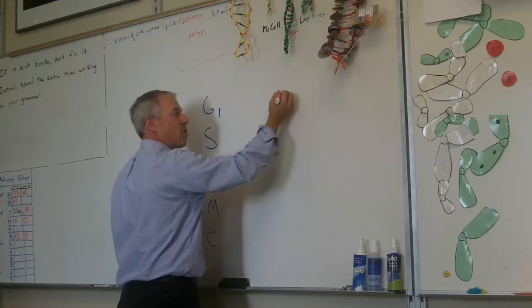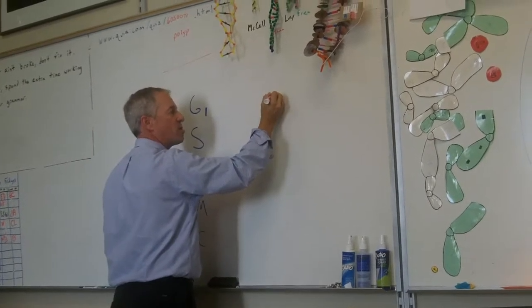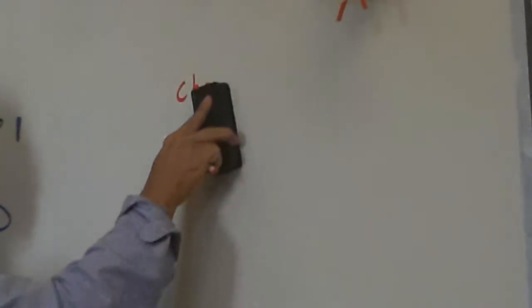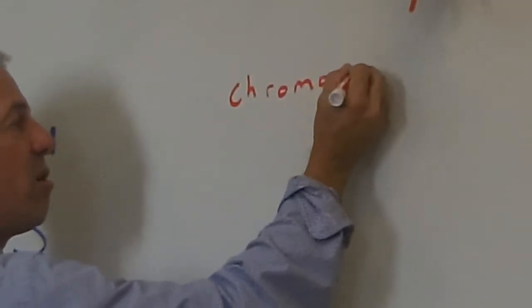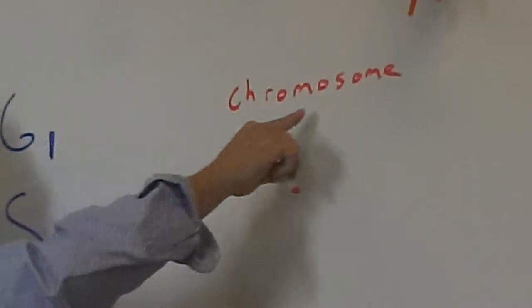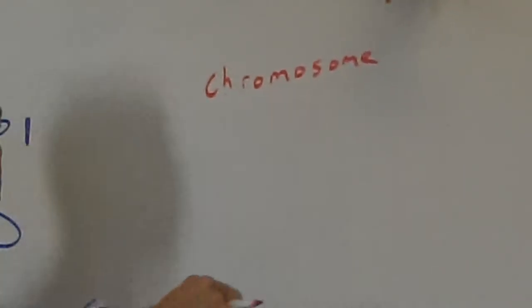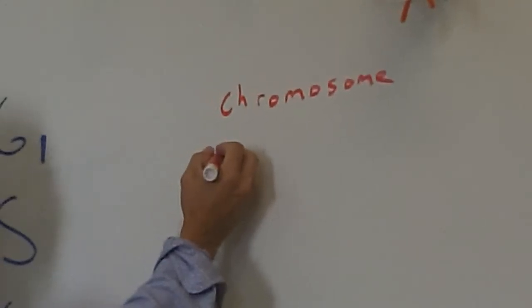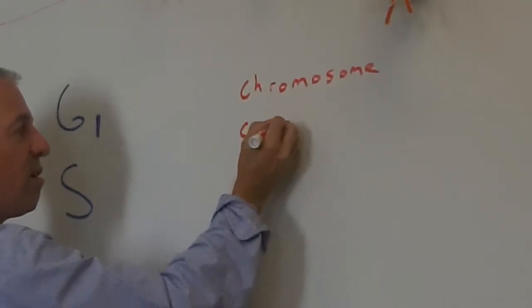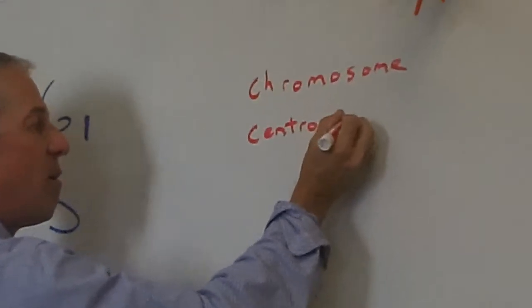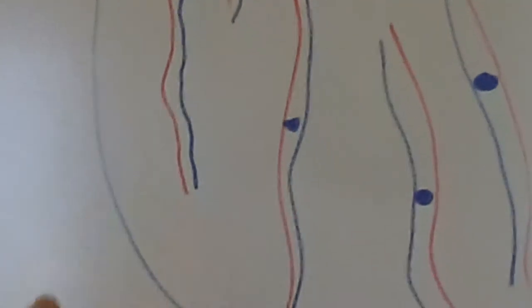And so I'm going to write them up here on the board. But chromosome is one word, and that's the long strand of DNA. Can you say chromosome? Chromosome. Chromosome is a long strand of DNA in the nucleus. That's what the string represents. And then the centromere is what joins one chromosome with its copy.